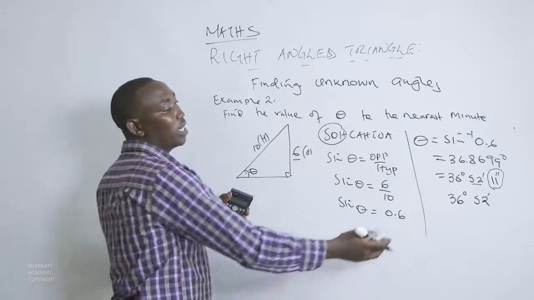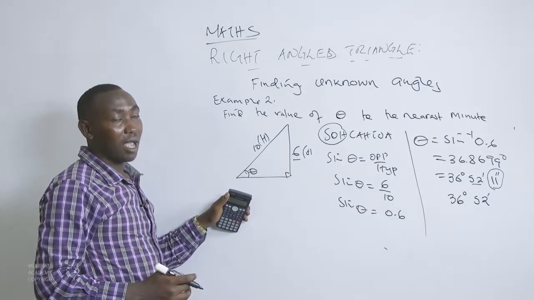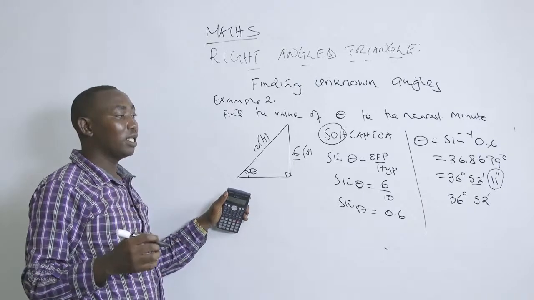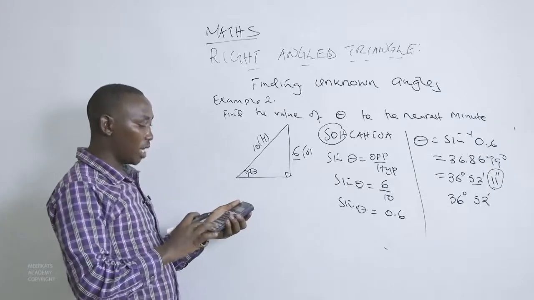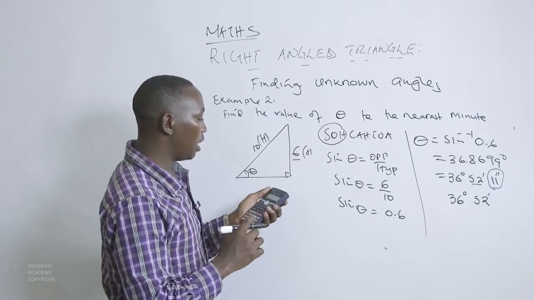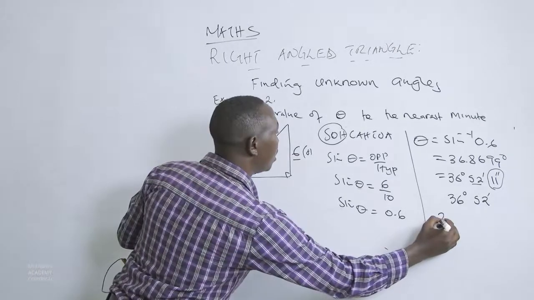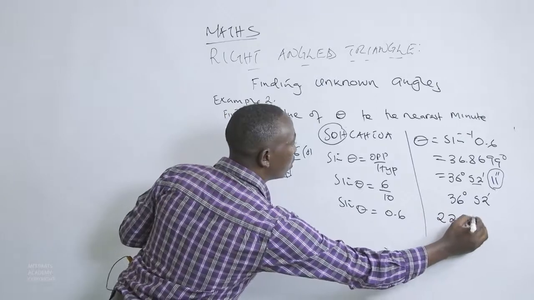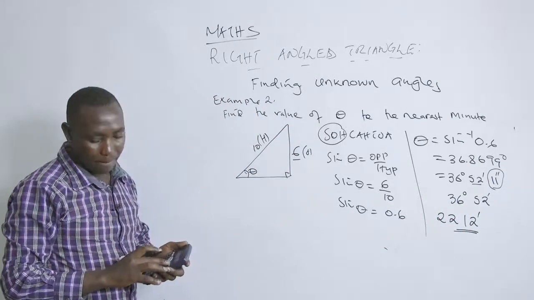We need also to convert these 36 degrees to be in total minutes, and we had said that 1 degree is equivalent to 60 minutes. Therefore 36 degrees to minutes we multiply by 60, that shall be 2160, plus 52, it shall be 2212 minutes, that is to the nearest minute.